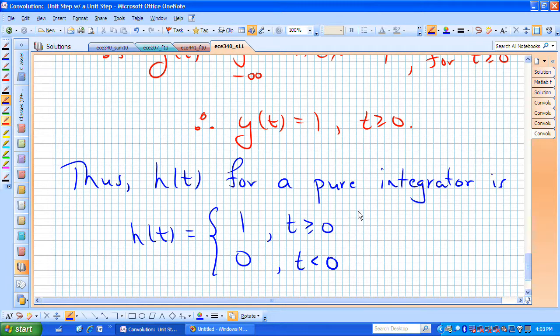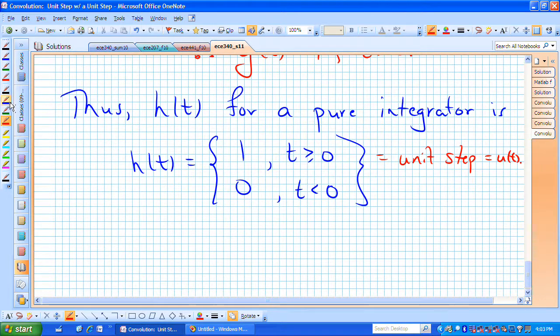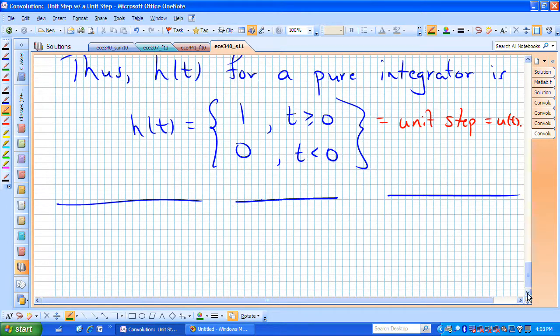But this behavior is just the unit step function, or u of t. And now we know what we can think of conceptually if somebody says, oh, we have a system whose impulse response is the unit step. Well, that's like saying you have a system that is just a pure integrator. Let's now evaluate that system, a pure integrator, when we apply to it an input that's a unit step.